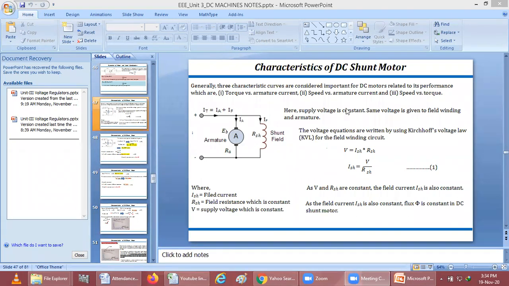Then we studied the EMF equations in the DC motor. We use the stator and the rotor in the DC motor. Stator means the part of the DC machine which will not rotate. When we give the power supply, this part remains constant and stationary, but it does the work. This we call the stator.